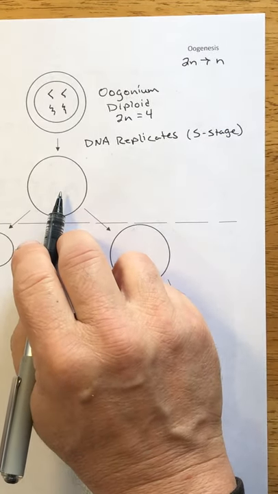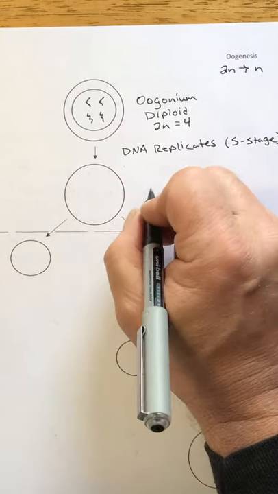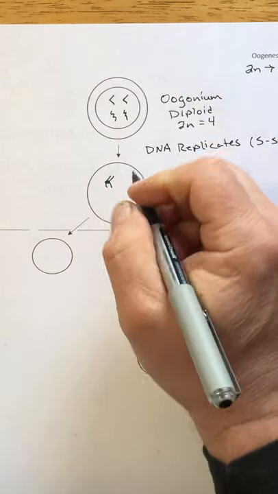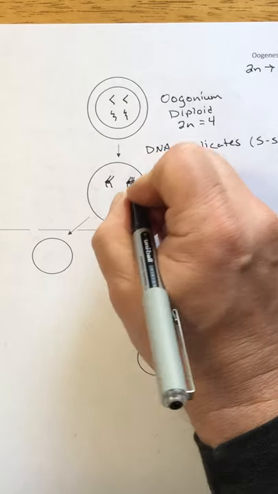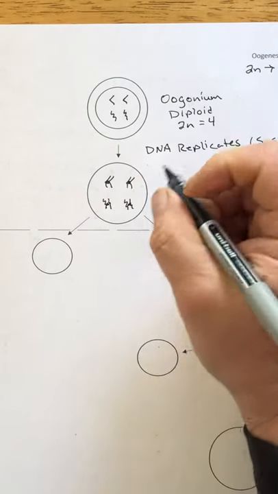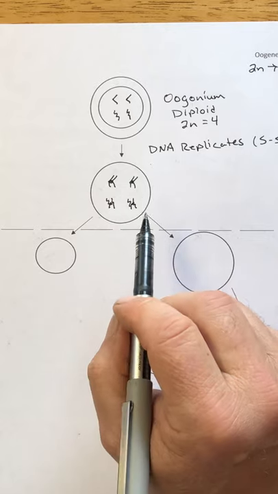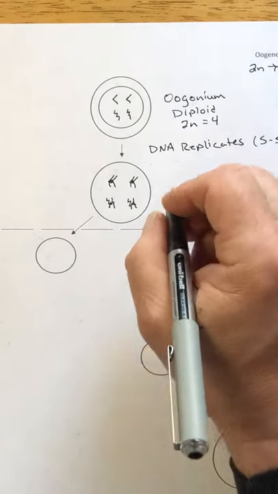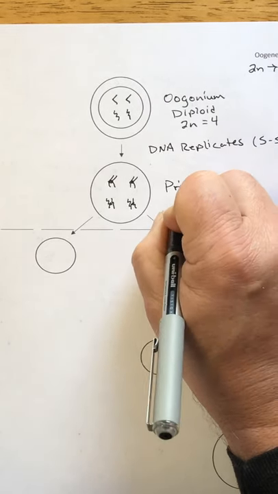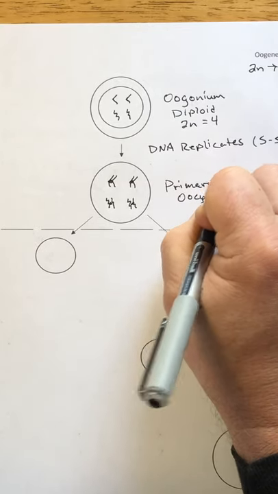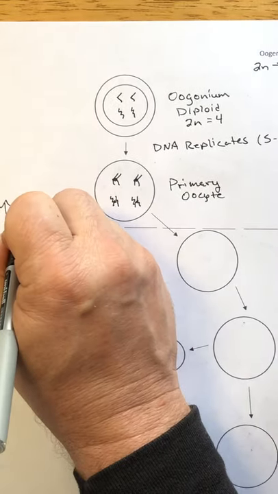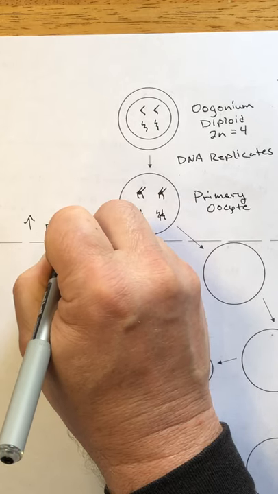Okay, and this resulting cell is called the primary oocyte. And so this chromosome will replicate, held together by a little centromere. This one replicates. This one replicates. And this one replicates. And this is all happening in the embryonic ovary. Okay. The cell that results is called the primary oocyte. So everything that's happening up here basically is occurring in the embryo, in the ovary.